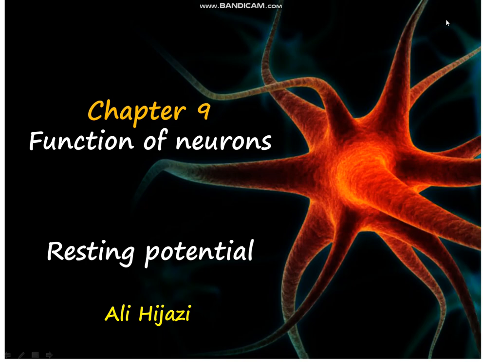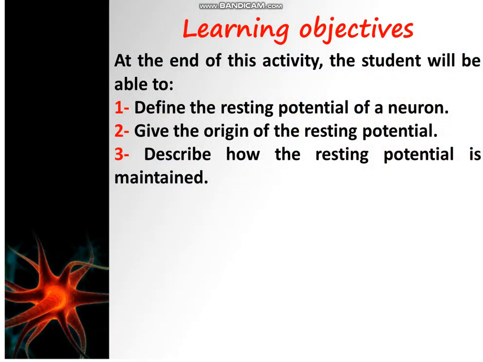This is the second video of chapter 9, and at the end of it, the student will be able to define the resting potential of a neuron, give the origin of the resting potential, and finally to describe how the resting potential is maintained.